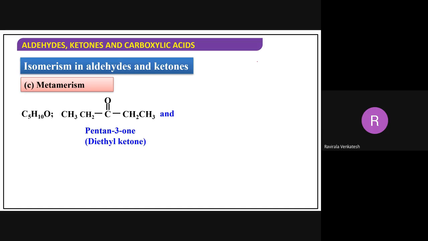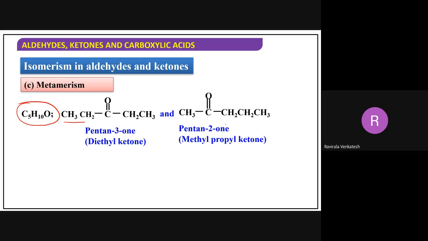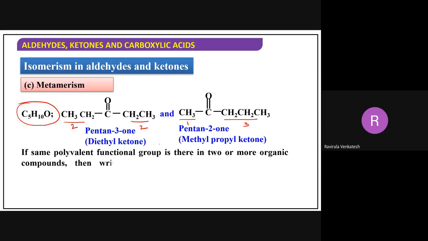If you observe what happened here, both have the molecular formula C5H10O. The first one has 2 carbons on this side and 2 carbons on the other, with 1 carbon in the middle. The second one has 1 carbon on one side and 3 carbons on the other. So on either side, their number of carbons are different. Therefore, they show metamerism.